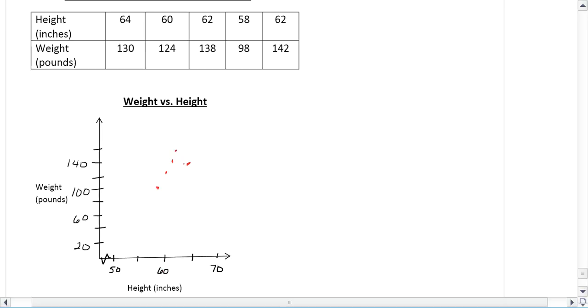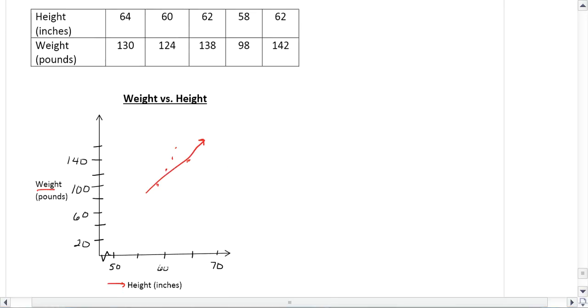So we do see a trend, we do see a relationship, and we can describe this relationship as the taller a person is, the more they're going to weigh, because we see the trend is increasing like this. So now you have all the knowledge you need to do section 5.1, so have fun.